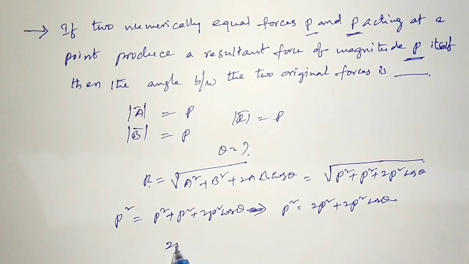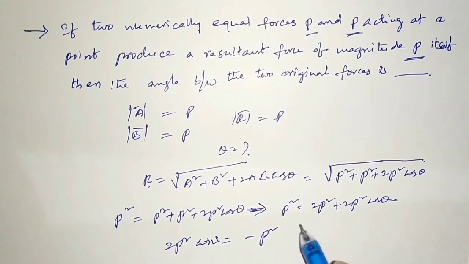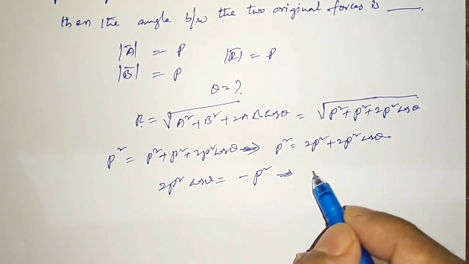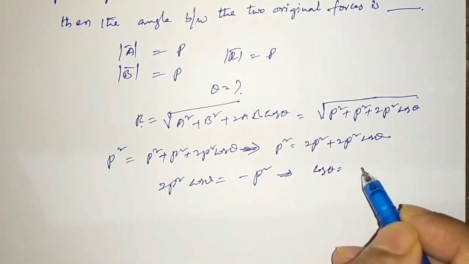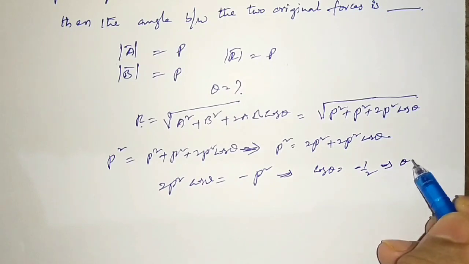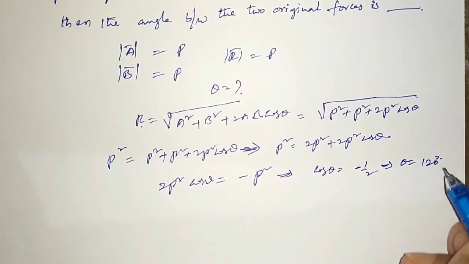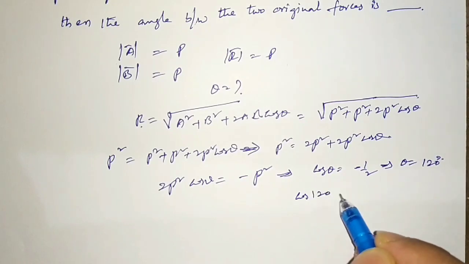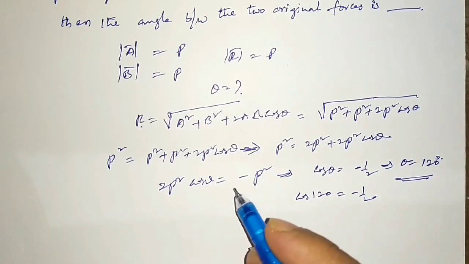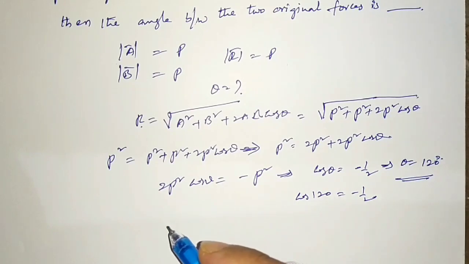So from this, 2P square cos theta is equal to minus P square. Yes or no? Yeah, simple mathematics. Then cos theta is equal to what? Minus half. Then you will be getting theta value as 120 degrees, because cos 120 is minus half. Therefore, the angle between the two vectors is 120 degrees.